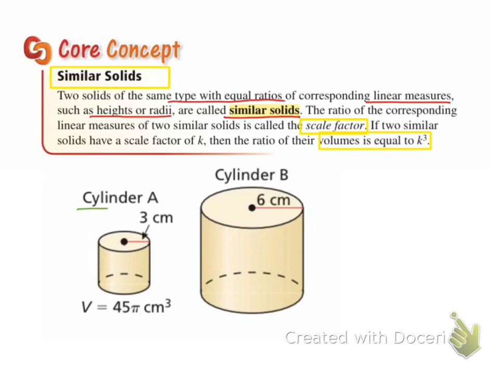There is an example here given for cylinder A and cylinder B. Cylinder A is smaller and cylinder B is bigger. When we carefully look at the linear measures, this radius is 3 centimeters and now it is 6 centimeters. So how many times is it? It is 2. 3 times 2 is 6.